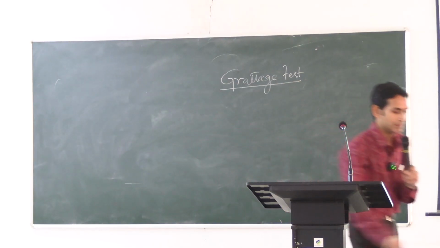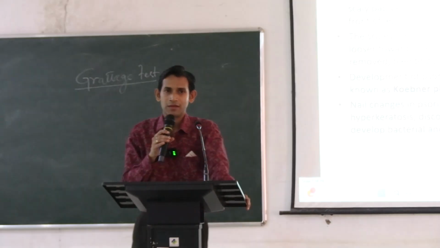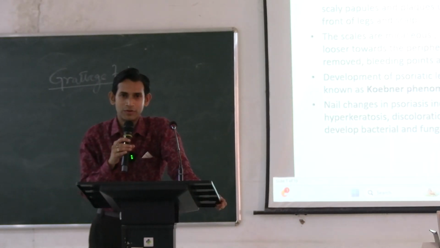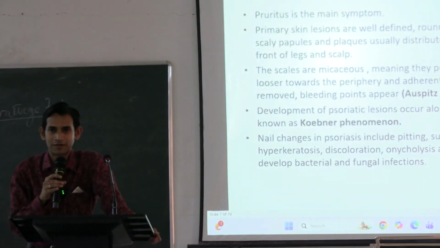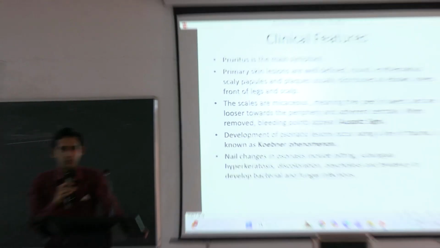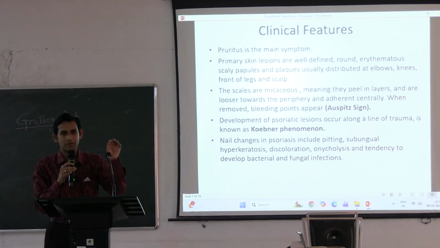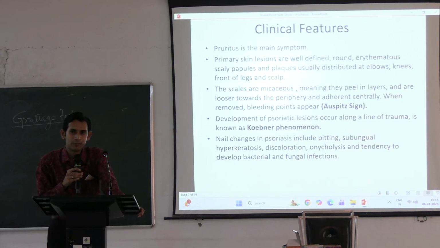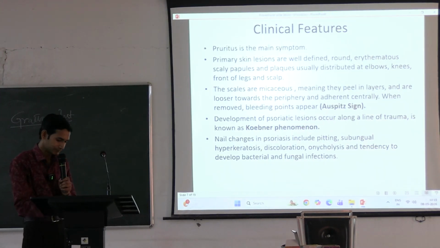So Grattage test is a bedside test. If you remove the scales of the psoriasis with the help of a glass slide, you can see the fine bleeding points, which is known as the Auspitz sign, and the test is known as the Grattage test. It occurred due to the loss of the plasma membrane or Blacklees membrane, or damage to the upper dermal blood vessels, upper dermal capillaries, leading to the pinpoint bleedings, which is known as the Auspitz sign, and the test is known as Grattage test.